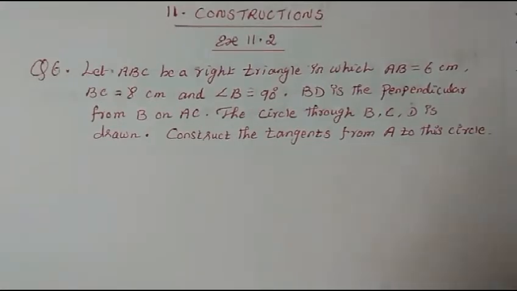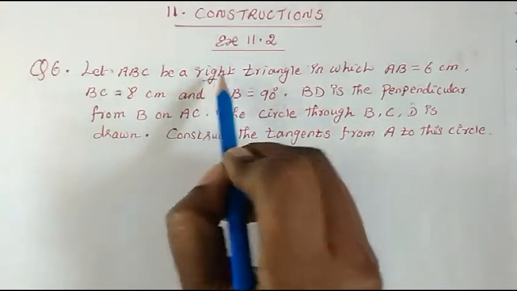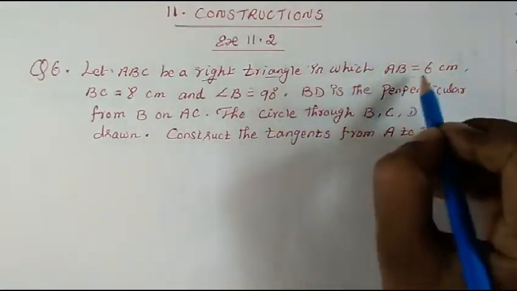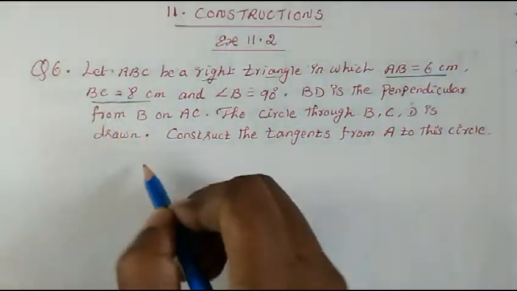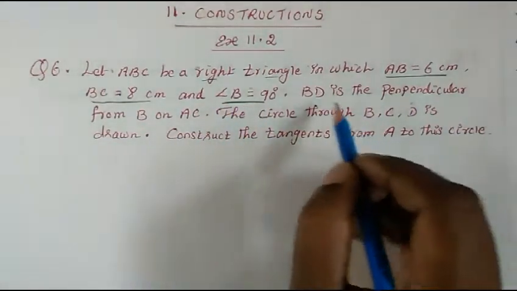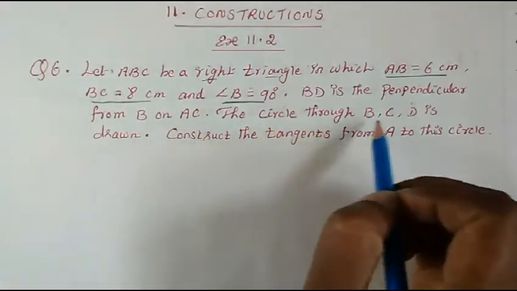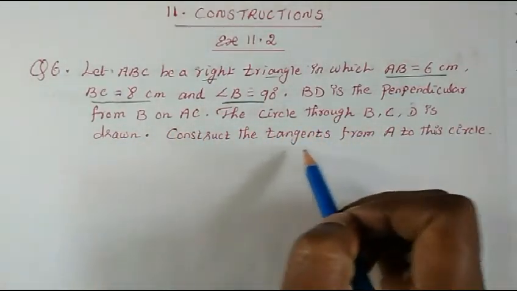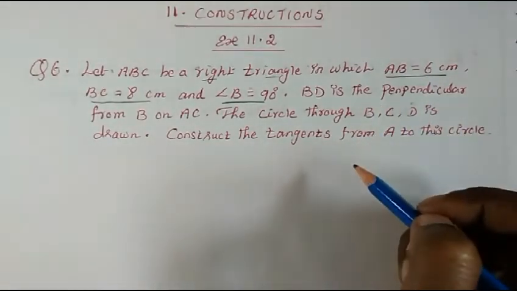Today we are going to see chapter 11 constructions, exercise 11.2 question 6. Let ABC be a right triangle in which AB is 6 centimeter, BC is 8 centimeter and angle B is 90 degree. Then BD is the perpendicular from B on AC. The circle through BCD is drawn. Construct the tangents from A to this circle. So we will see step by step.